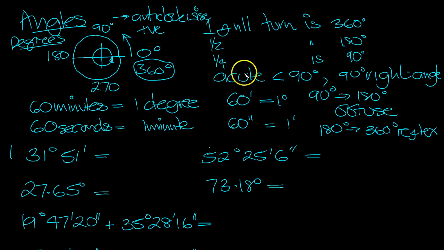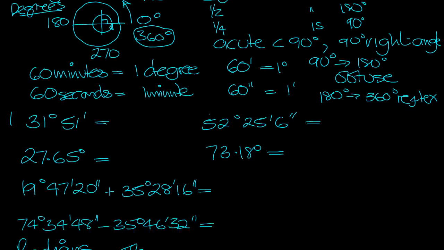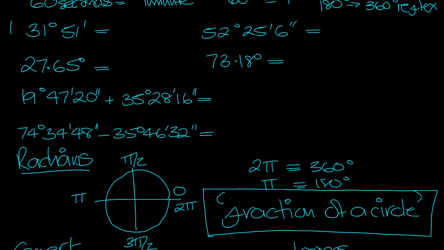Okay, just a note about angles. If you say an angle between 0 and 90, it's called acute. A 90-degree angle is a right angle. Between 90 and 180, an angle is called obtuse. And between 180 and 360 is called a reflex angle. So it's just the notation and terminology.